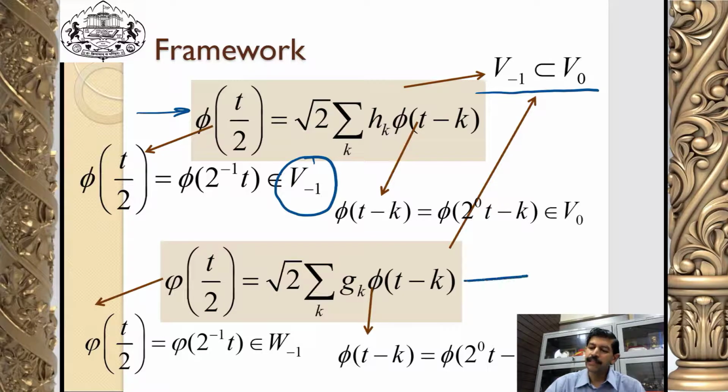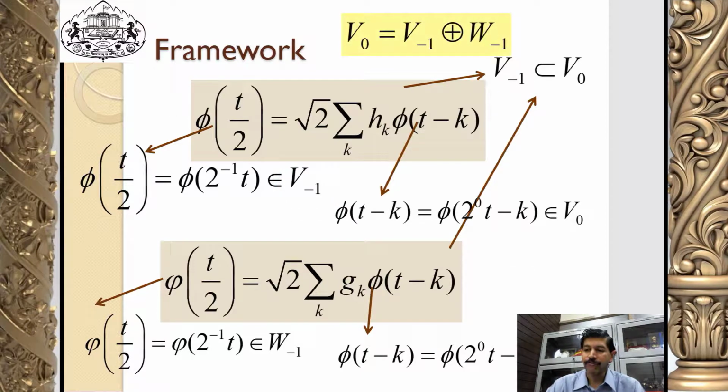And this is a dilation equation for the wavelet function, so psi of t by 2. So this belongs to w of minus 1 and this is v of 0. So together when we add v of minus 1 and w of minus 1, they give us v of 0. So this is a complete framework in a nutshell.